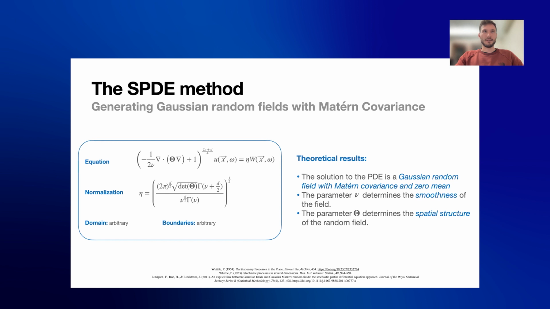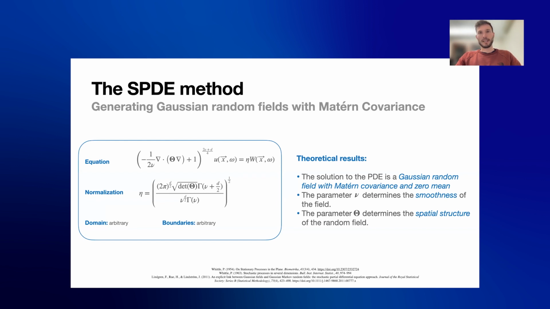The central result here, I don't want to focus too much on the blue box on the left side. We have a normalization constant. Yes, we've seen the equation. The domain can be arbitrary, the boundaries can be arbitrary. But what I would like to emphasize here is the theoretical results coming from the papers on the very bottom. They state that the solution to this PDE is a Gaussian random field with Matérn covariance and zero mean. That's the two characteristics that each and every Gaussian random field has, right? The covariance and the zero mean. So it's completely defined. We have two parameters in that equation, which is nu and theta, and they define the smoothness or regularity and the spatial structure of those random fields.